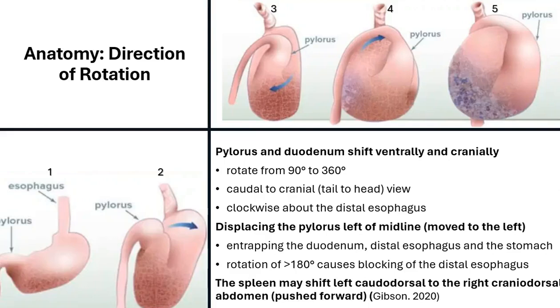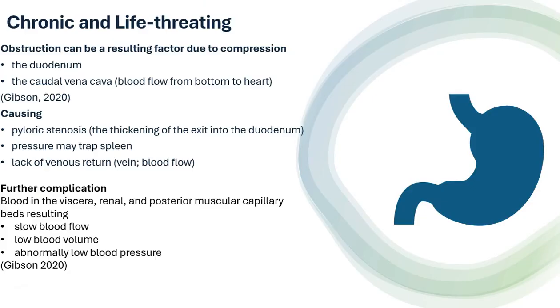Next, the stomach rotates between 90 to 360 degrees in a caudal to cranial view in a clockwise fashion around the distal esophagus. Then the pylorus is displaced to the left of the midline, entrapping the duodenum, esophagus, and stomach. Rotation of less than 180 degrees will block the distal esophagus. The spleen may shift due to compression of the stomach as well.